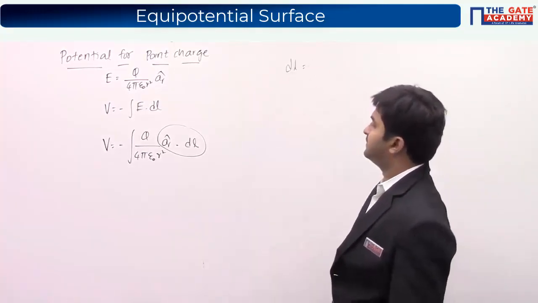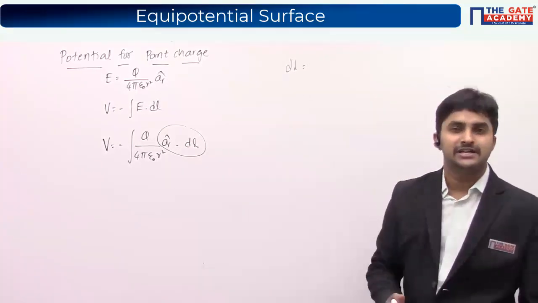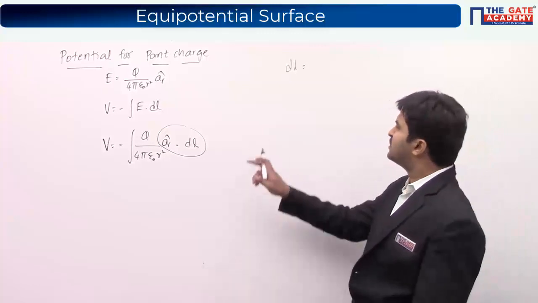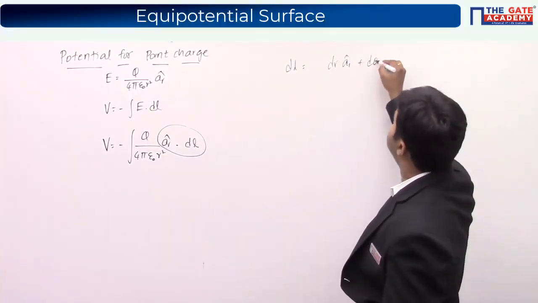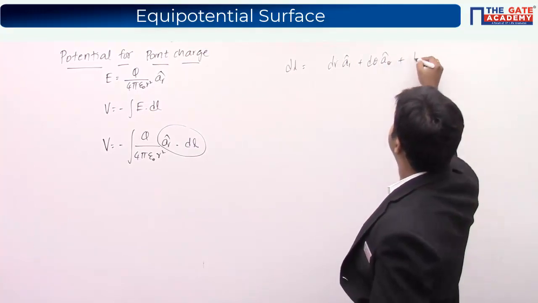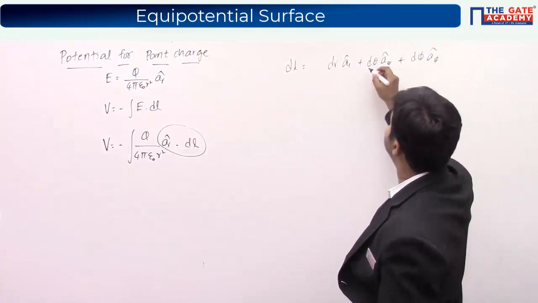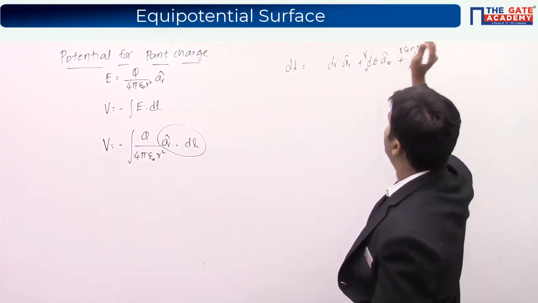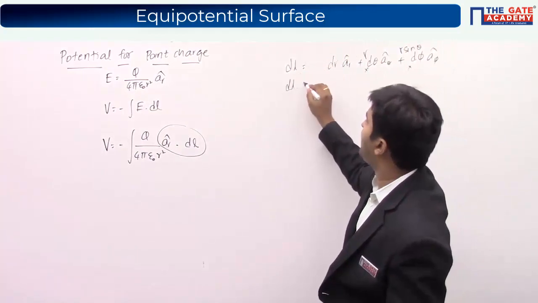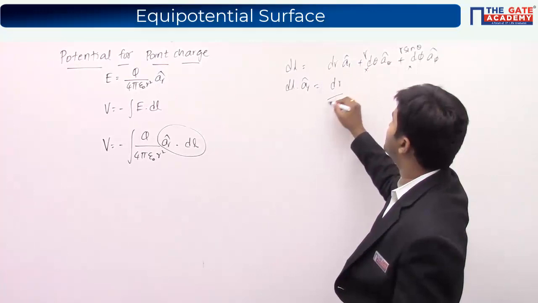Because a_r, the radial direction, is there, we have to go for the spherical coordinate system. So dl is given by dr a_r, r d theta a_theta, r sin theta d phi a_phi. Because the question is about dl dot a_r, I would consider it equal to dr.